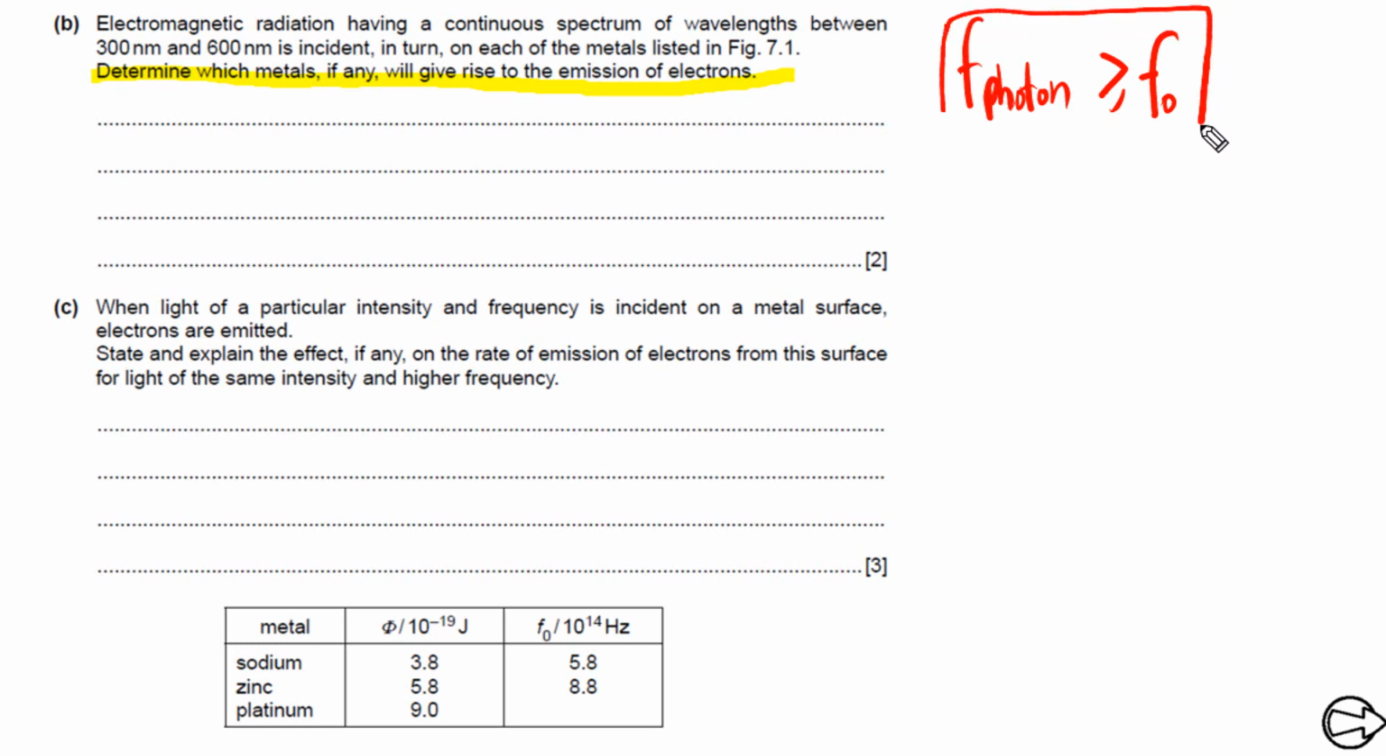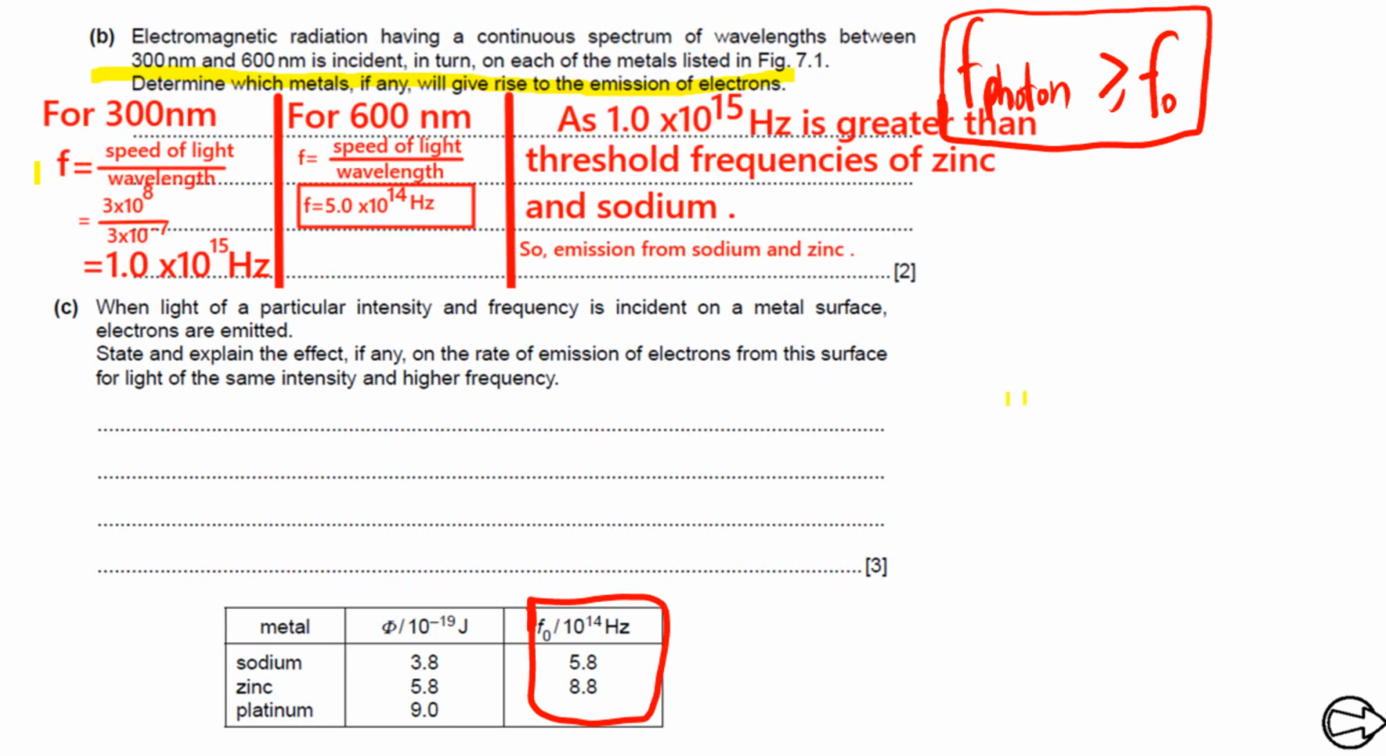We simply need to calculate the frequency of photons and then compare with the threshold frequency of metals. If the frequency of the photon is greater than threshold frequency, photoelectrons will be emitted. If it is lower than threshold frequency, photoelectrons will not be emitted. First of all, let's calculate the frequency of each photon. So here we have calculated the frequency of each photon.